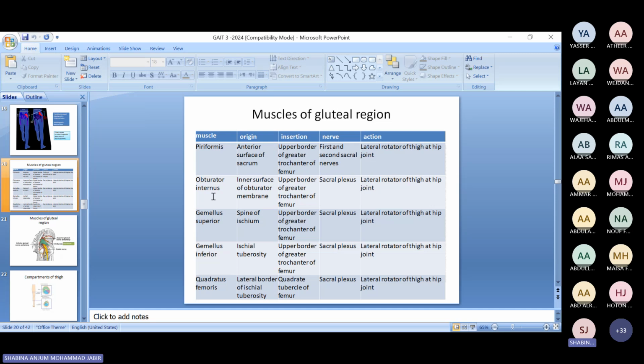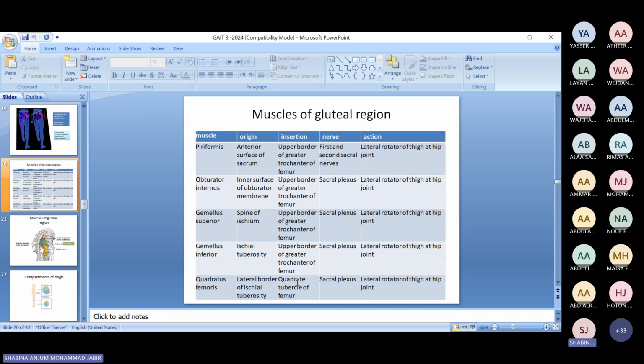Obturator internus. So we know now the obturator foramen. From the inner surface of the obturator membrane, this muscle will come. It is also inserted over the greater trochanter. Gemellus superior and inferior, they will come from the ischium. What is the insertion? Greater trochanter. Okay, the quadratus femoris, it is coming from the ischial tuberosity. What is the insertion? Quadrate tubercle. Do you remember the quadrate tubercle?